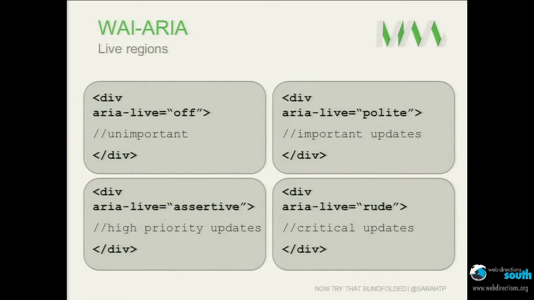ARIA live regions enable you to actually specify an area or region that will dynamically update. And you can also assign a value or a politeness level to those regions. The politeness level will actually indicate how the user is notified about the update using their assistive technology. You can choose not to notify the user at all if it's unimportant, or you can be polite, assertive, or even downright rude about it.